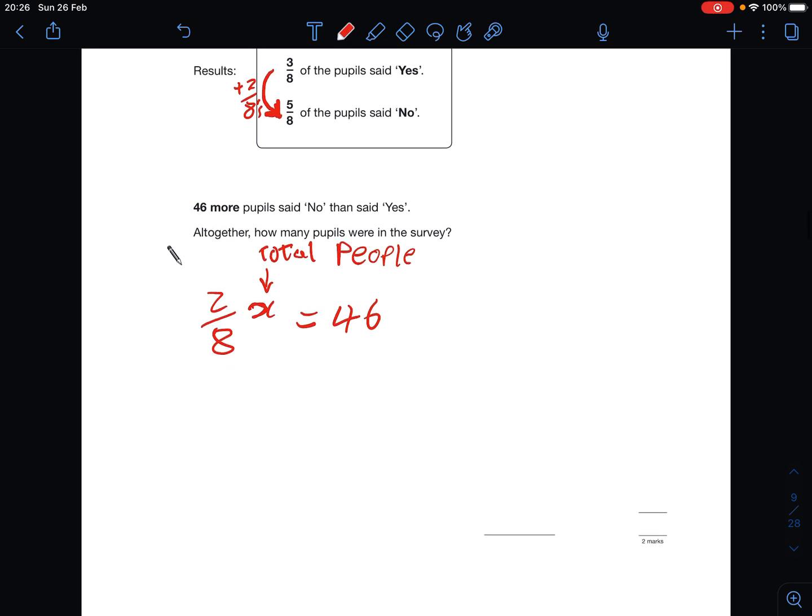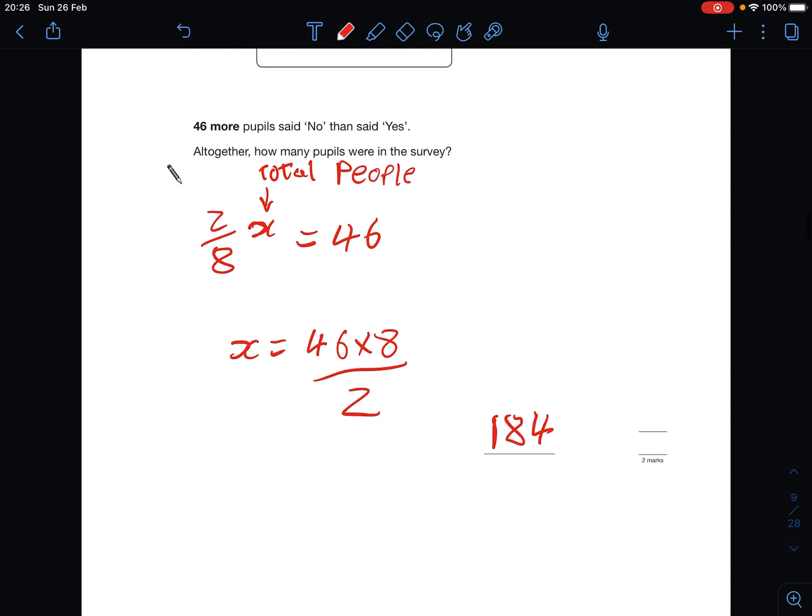Okay, so 2/8 of X is 46, and now you can either think, how do I turn this into the whole? You times by 4, or you can do X is 46 times 8 divided by 2 as well. Typing all that in your calculator, you get 184. Don't be afraid to use your calculator on a calculator paper.